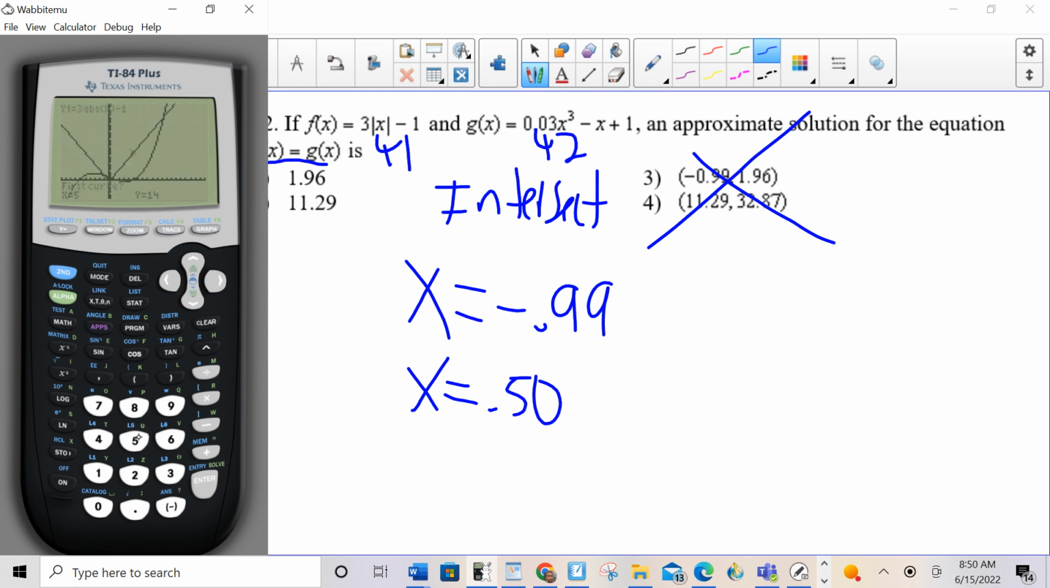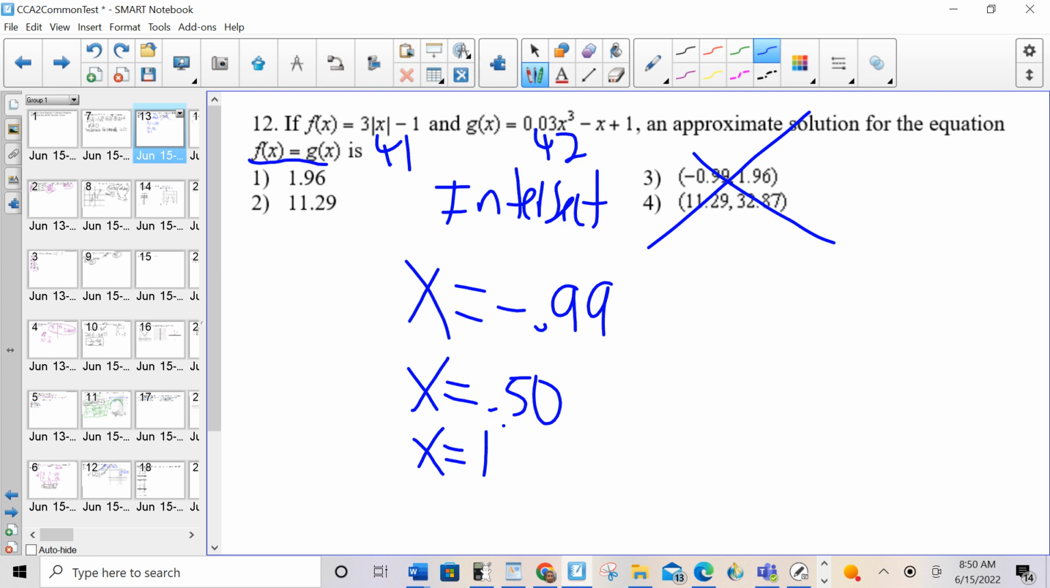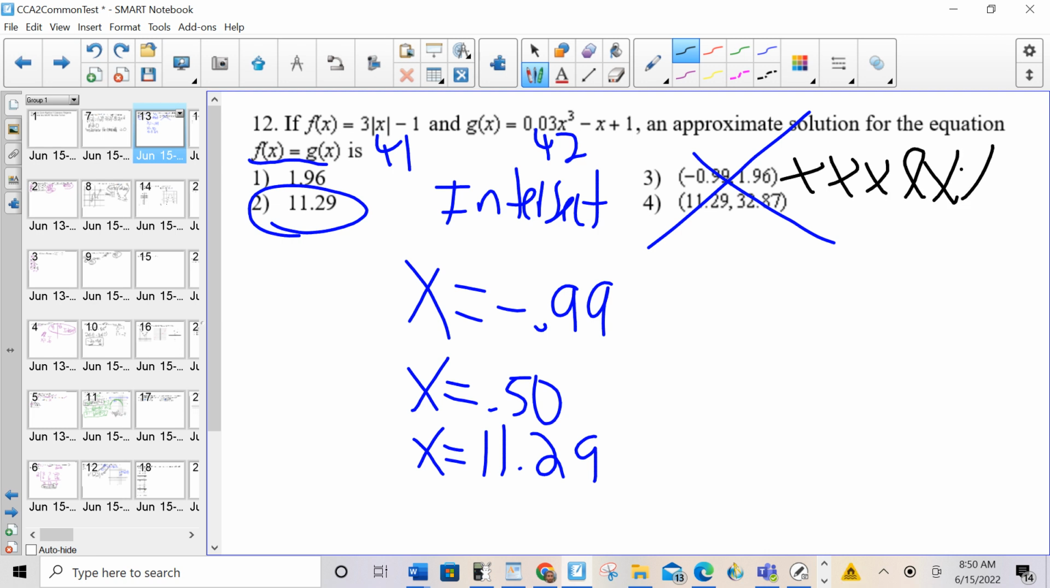Second trace, option 5. And by the way, if you see nothing and you really can't find anything, zoom 0, zoom fit would be your go-to. Enter, enter, enter. 11.29 is the third intersection. Do I see that option there? Yes. I can't tell you how many students pick choice 3 because choice 3 was a point of intersection. No, it's not the xy coordinate for y1, y2 intersect. It is always the x coordinate, unless it specifically says point of intersection or the y coordinate of the point of intersection. Once it asks for the point of intersection, you're just seeing the x coordinate.